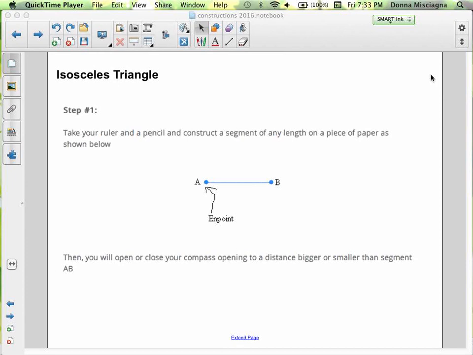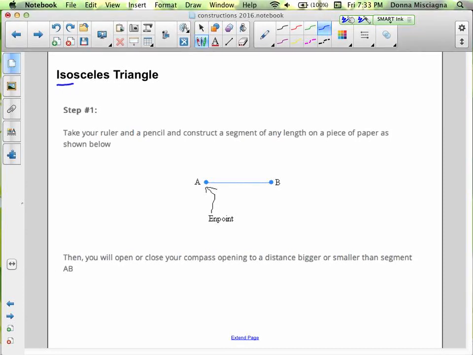By the way, let's define an isosceles triangle. An isosceles triangle is a triangle with two congruent sides. And I should actually say at least two congruent sides, because an equilateral triangle is a type of isosceles triangle. So a triangle with at least two congruent sides. You can add that to your notes.